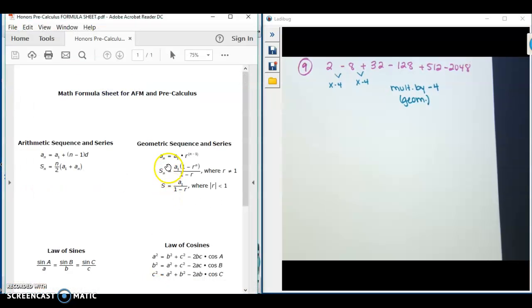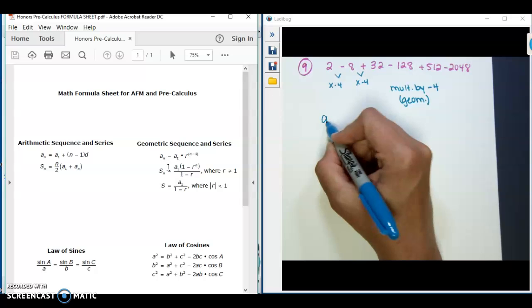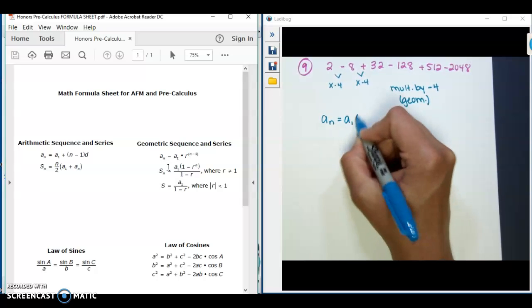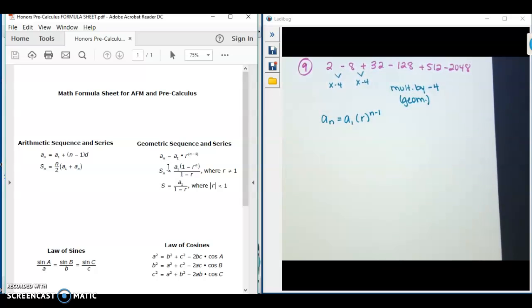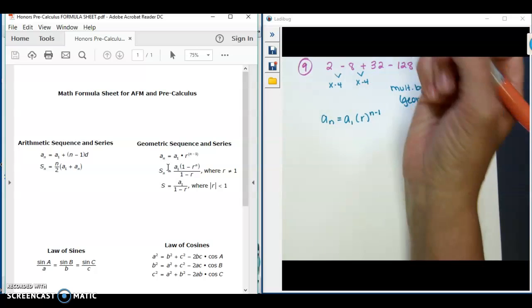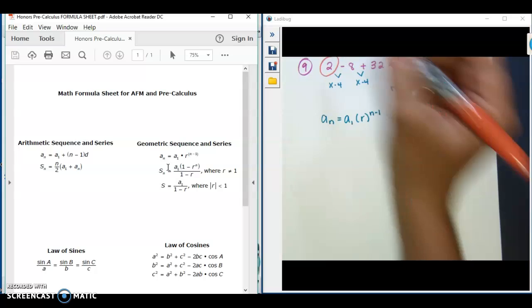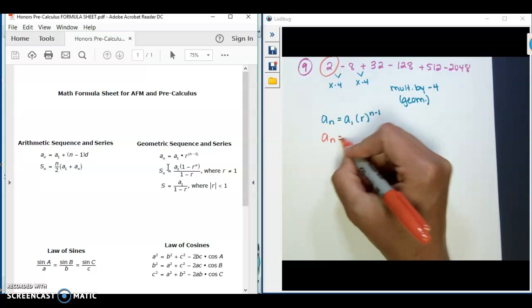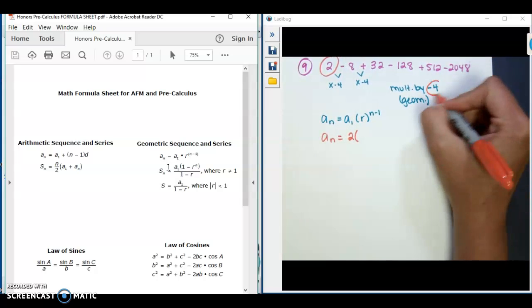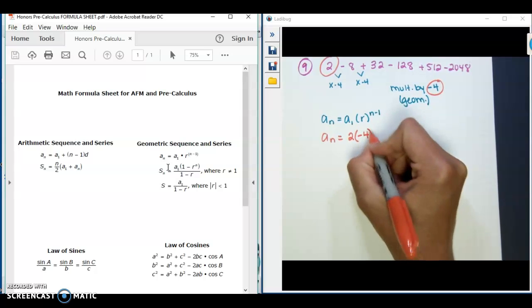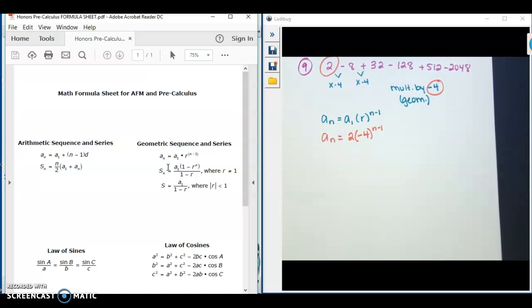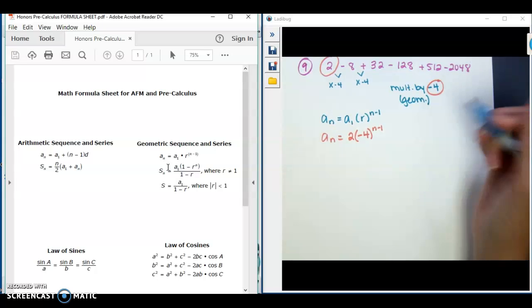So if we look at our formula sheet for geometric, we know that a sub n equals a sub 1 times r to the n minus 1. Okay, so I'm just pretending like this is a sequence right now. So we know a sub 1 is 2. The ratio we just said is -4 because that's what you're multiplying by, to the n minus 1. So if this was just a sequence and not a sum or a series, that's how you would write the sequence. But it wants us to put it in sigma notation.